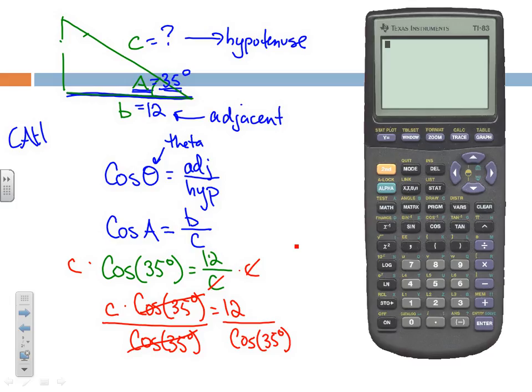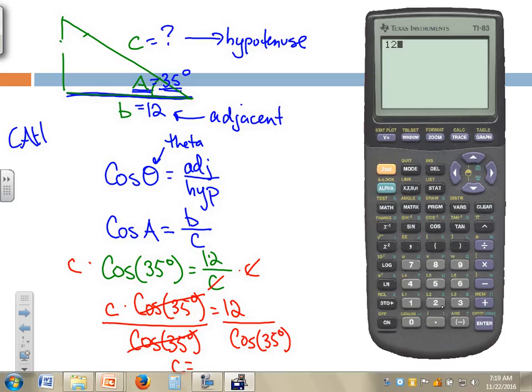On the right side, we have 12 divided by the cosine of 35, and that's going to give us our answer for side C. So how do I punch it in? I do 12 divided by cosine 35 degrees, I hit enter, and there we go. In this case, side C is 14.65.